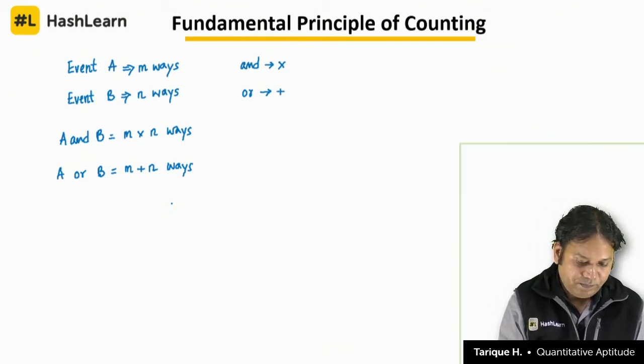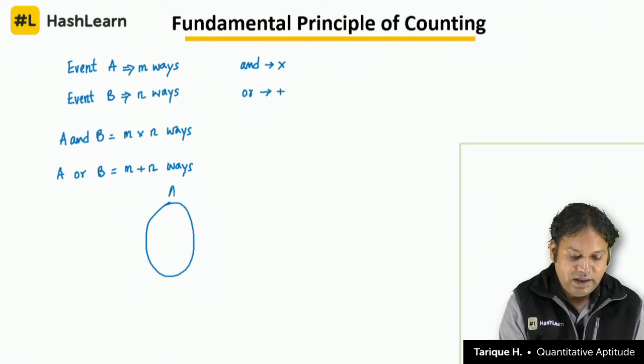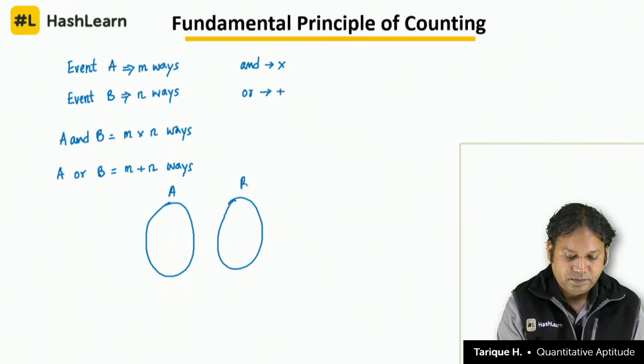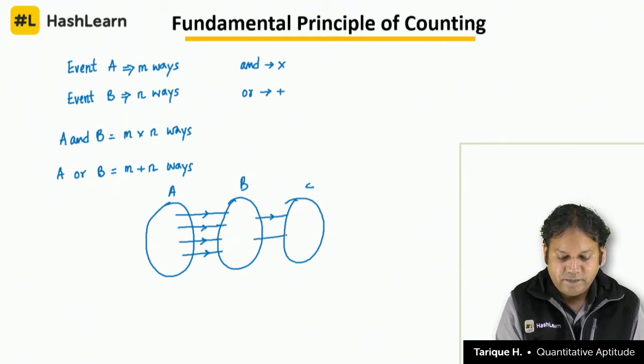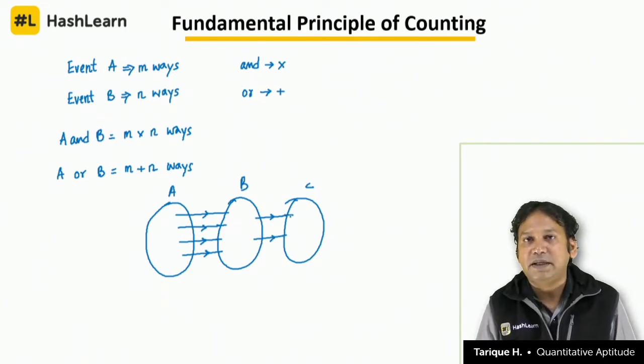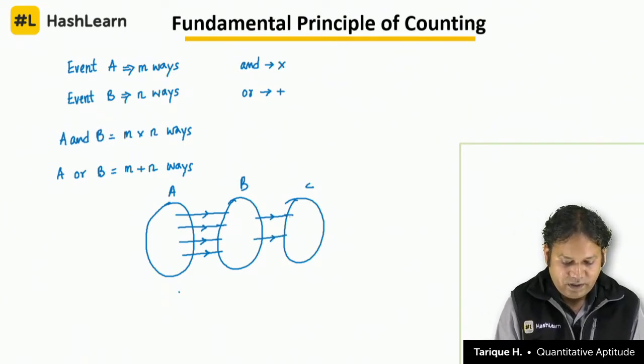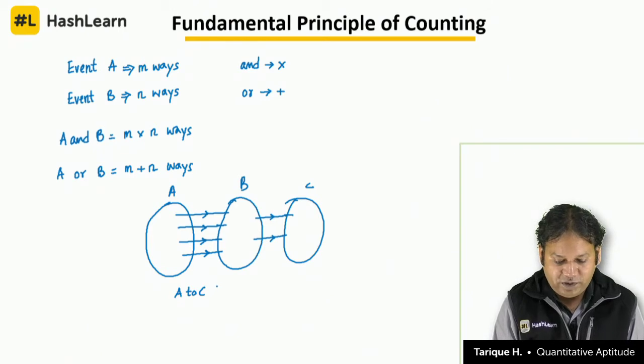Let us say for example, there are 3 cities A, B and C, and from A to B you can go in 4 ways. There are 4 different routes of going from A to B, and there are 2 routes of going from B to C. In how many ways can a person go from A to C? So a person needs to go from A to C. So in order to go from A to C, what will he do first? First he will go from A to B, and then he will go from B to C.